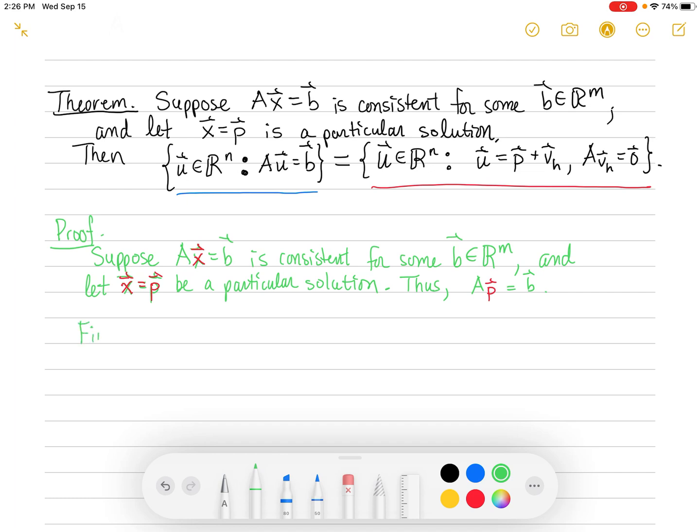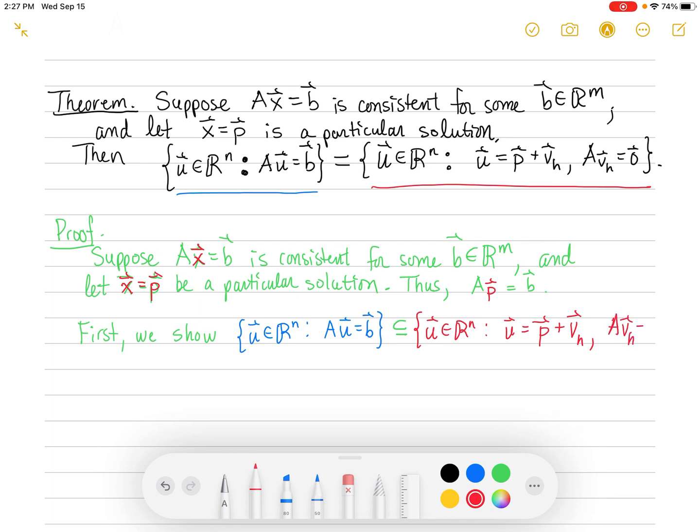So I'm going to first show that the blue set, all the vectors u in Rn such that AU equals B, is contained within the red set: all the vectors u in Rn such that u can be decomposed as a particular solution to the AX equals B equation plus a homogeneous solution to the homogeneous equation. So let's see if we can show that.